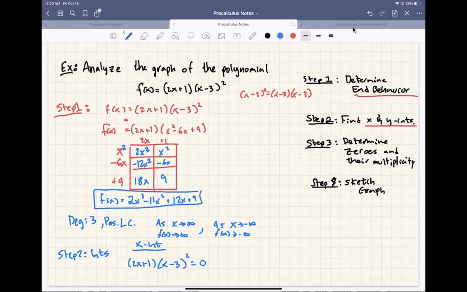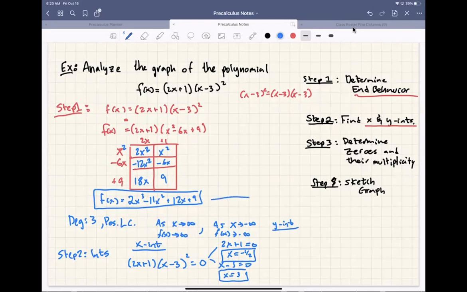So that means you're going to split this up into 2x plus 1 equal to 0 and x minus 3 equal to 0. So this one means you're going to get x is equal to negative 1/2. And right here, you're going to have x is equal to 3. All right, those are the x-intercepts. And you plug in 0 for the y-intercept. The y-intercept is going to be 9, right?